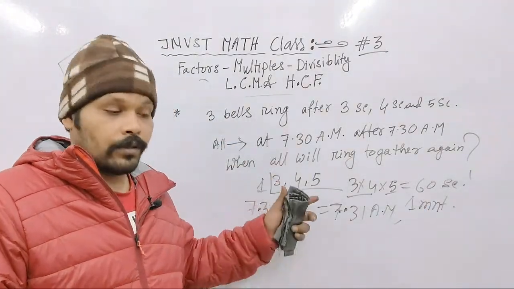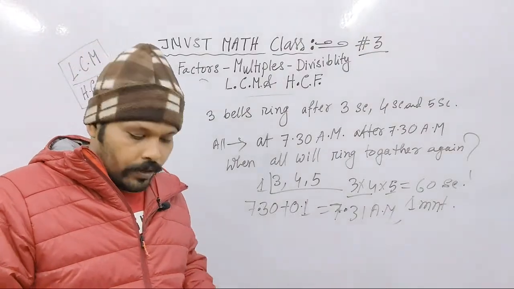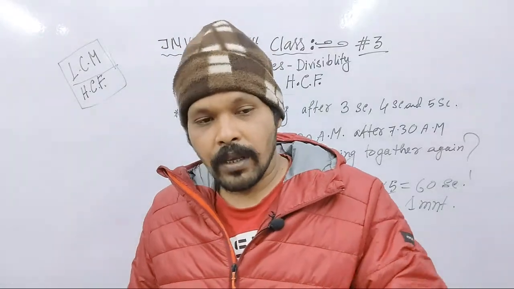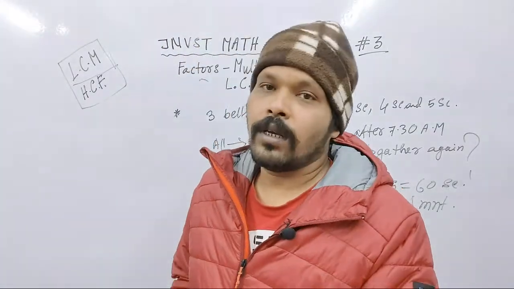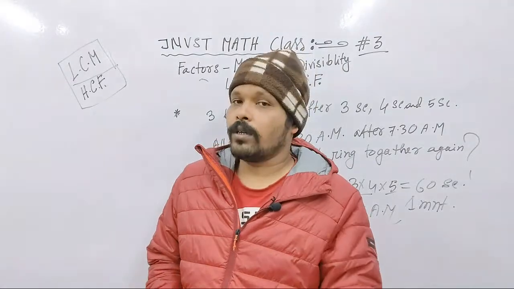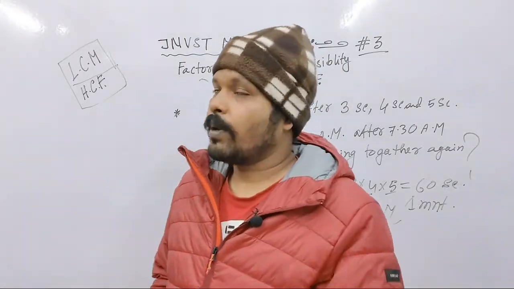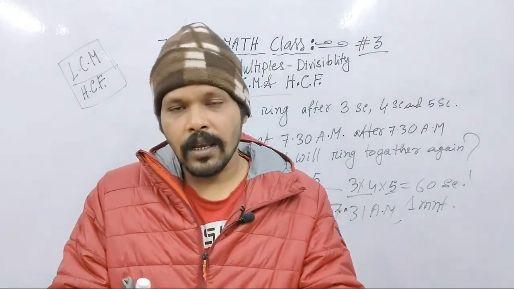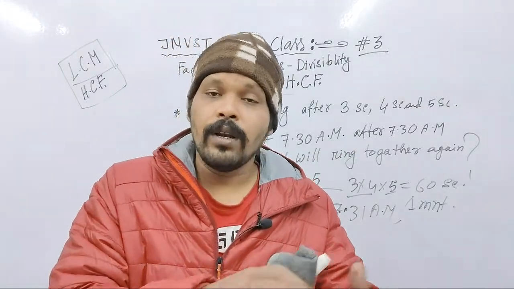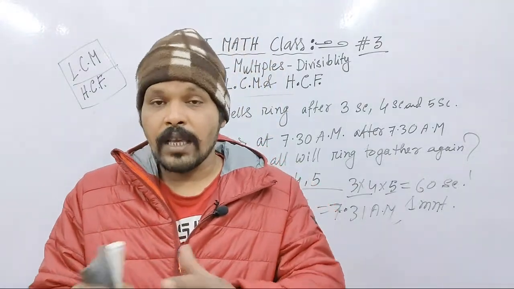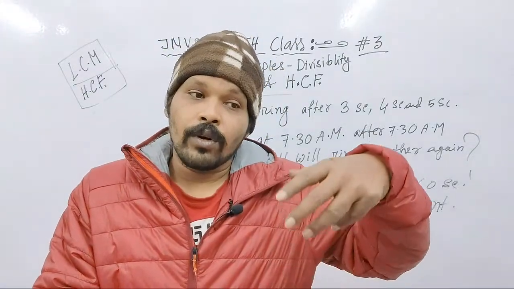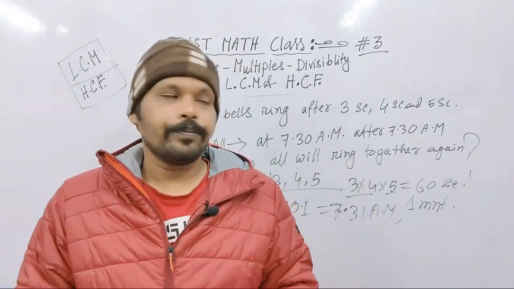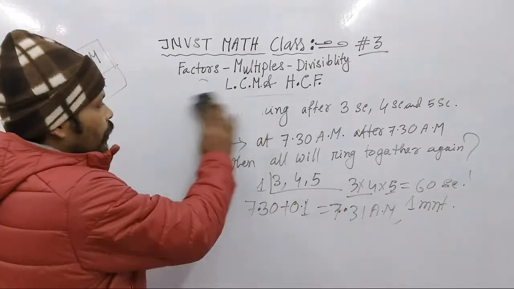So this is one type of problem. It comes in your exam hall. In your exam paper, you will get this type of question also. Many years we got it in your exam question paper. That is, many bells ring, and after that, when they will ring together, and when they will ring together for the 5th time, for the 6th time, like this. So, have you got it?